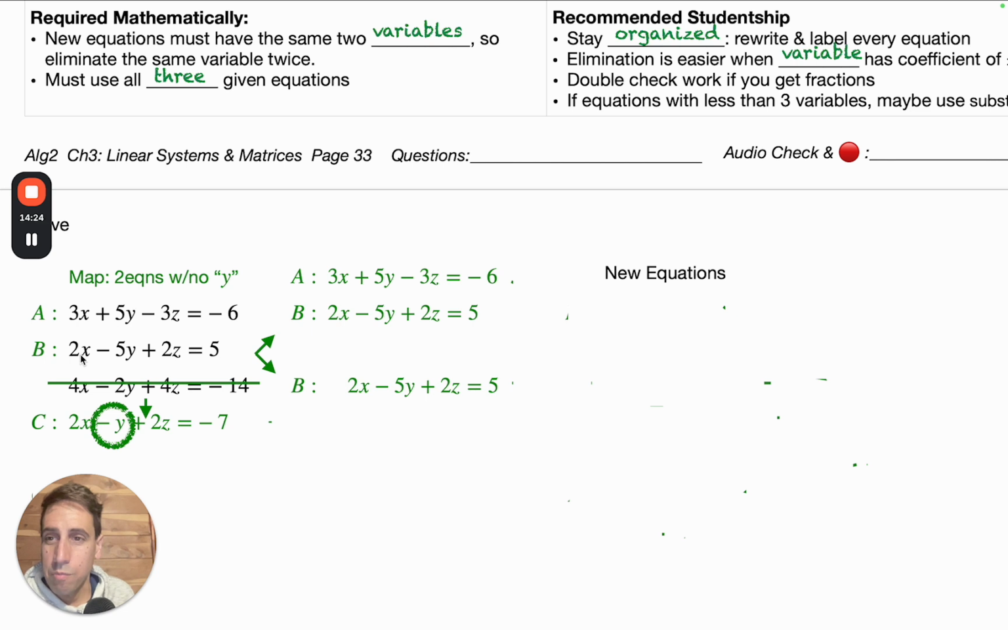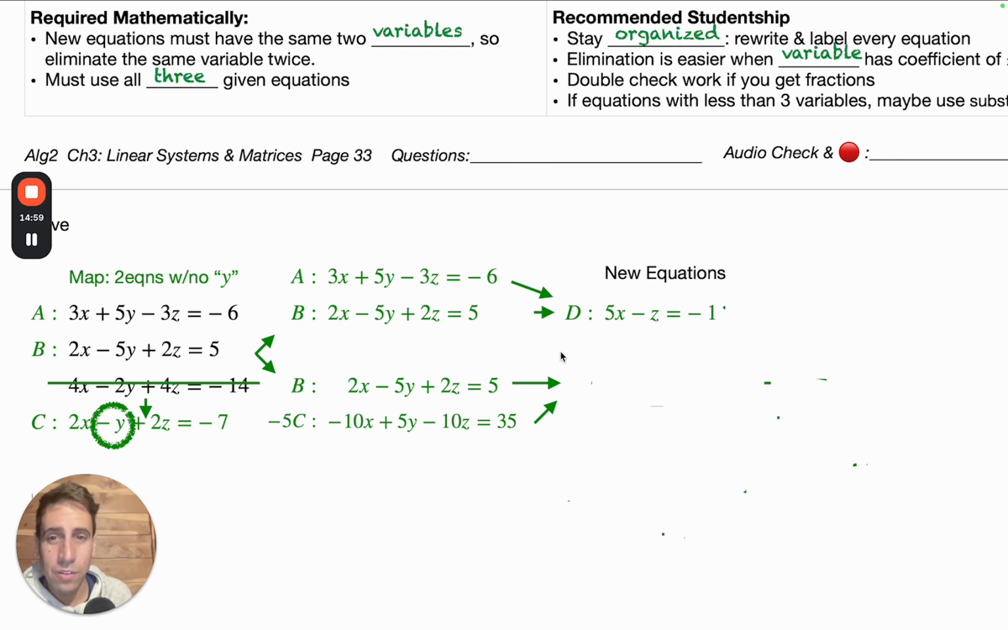Here, I'm going to recopy B, and then I do think I have to multiply it to eliminate this 5y. I need a positive 5y. So I'm going to multiply C by negative 5. The negative 5C version of this equation is negative 10x plus 5y minus 10z is equal to 35. Now I notice if I add these 2 equations together, the y's are going to eliminate. Great. And that's exactly what I do in the next step. The new equation, A plus B, is going to be equal to the D equation, 5x minus z equals -1.